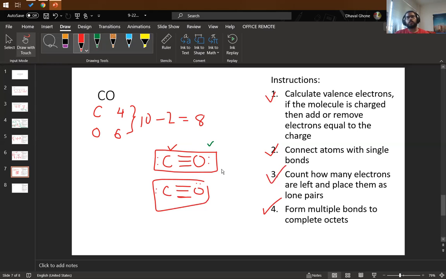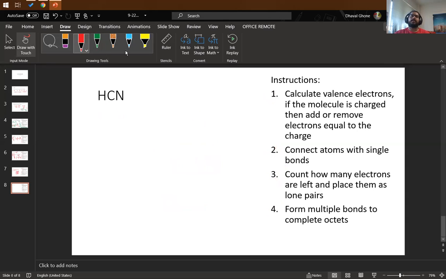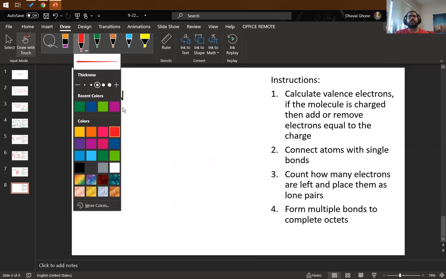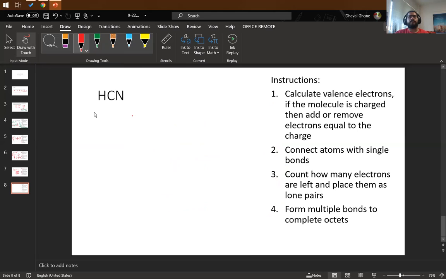Okay, next one is HCN. And for HCN, we have a hydrogen, a carbon and a nitrogen, one of each kind. Hydrogen has one valence electron, carbon has four, and nitrogen has five. And combined, I get 10 valence electrons. And I said before, a hint for this one is carbon is the central atom. Nitrogen and then hydrogen go around it.